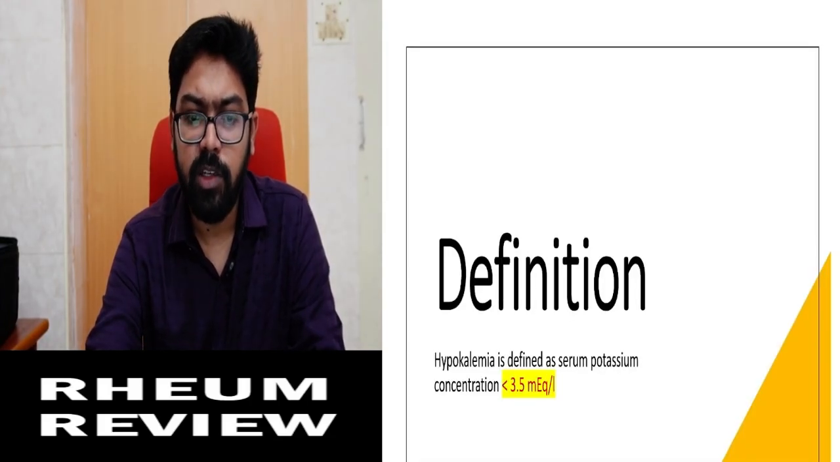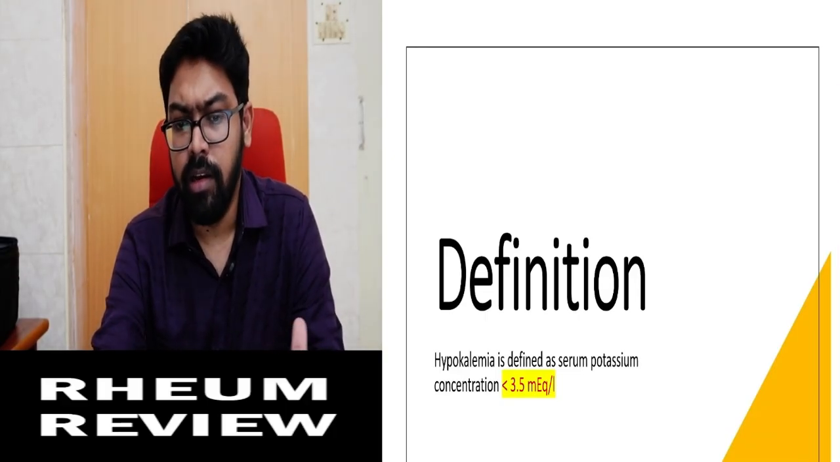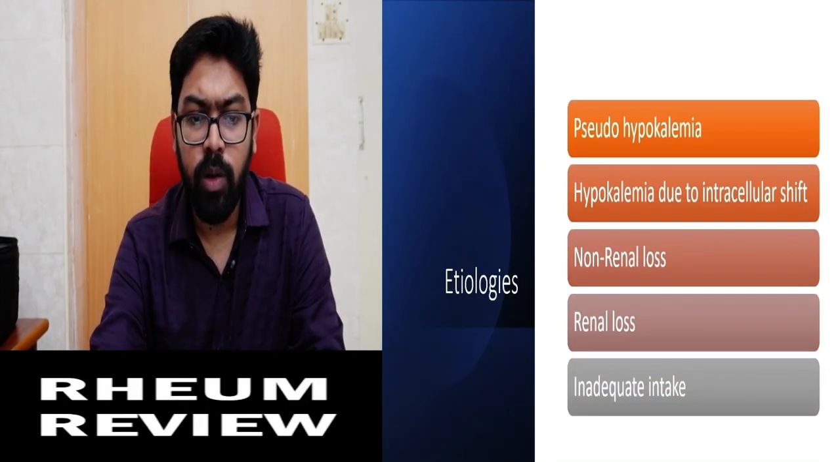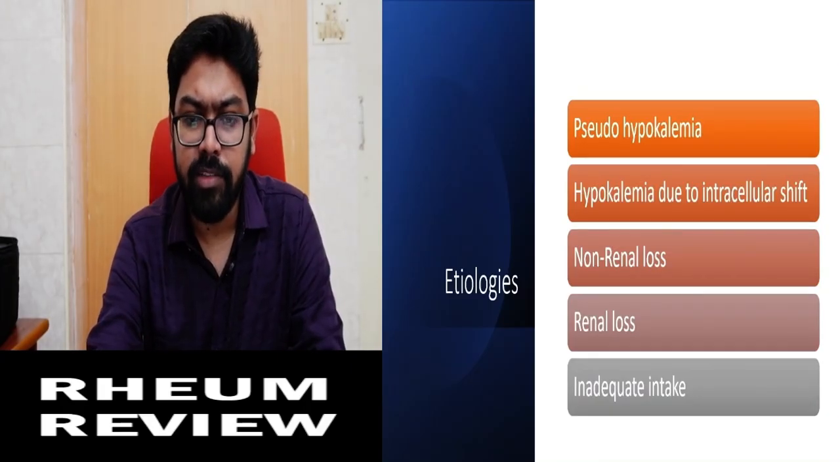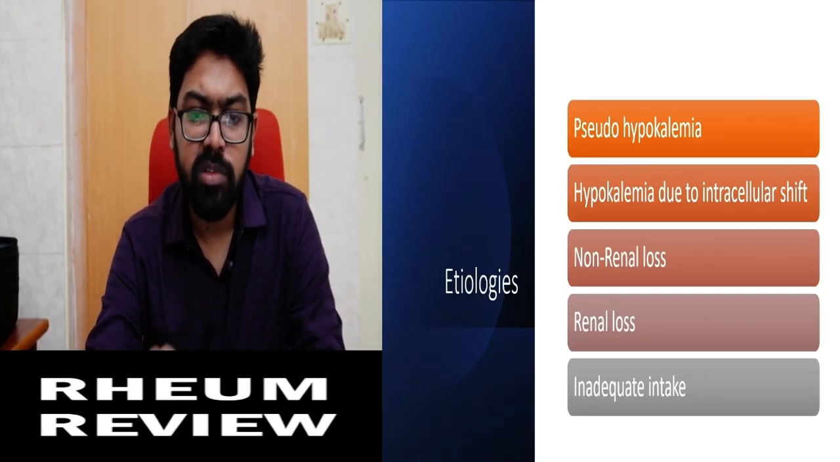So what is the definition of hypokalemia? Hypokalemia is defined as serum potassium concentration less than 3.5 milliequivalent per liter. The etiologies of hypokalemia can be classified as the following: pseudo-hypokalemia, hypokalemia due to intracellular shift, non-renal loss, renal loss, and inadequate intake, of which the most important etiology is renal loss.